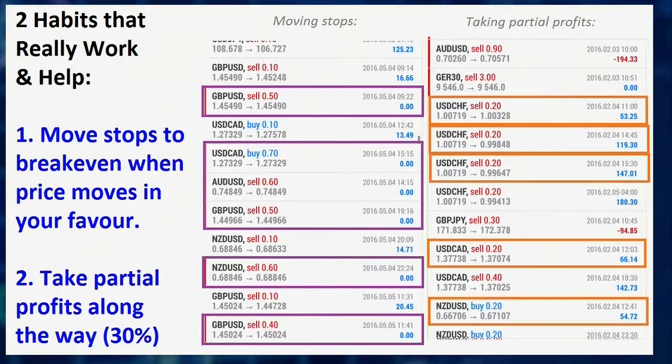For example, number one, we move the stops to break even as soon as the price goes at least 1 times the distance in our favor. So if you're risking 20 pips on a trade, move that stop loss to break even once you're 20 pips in profit. It just makes perfect sense.